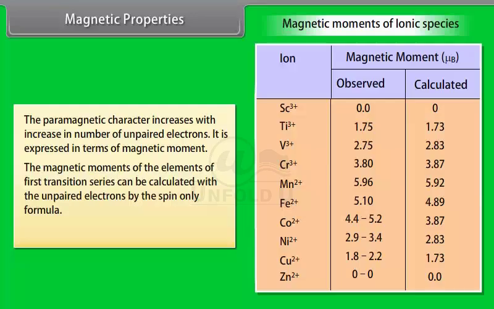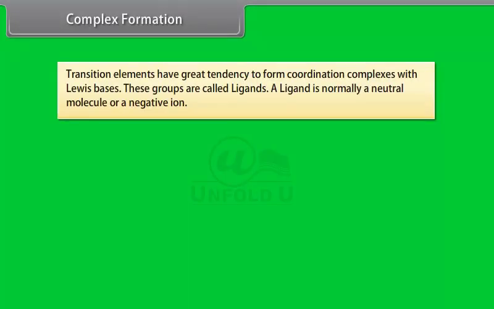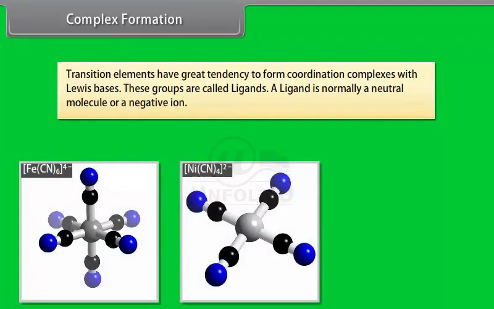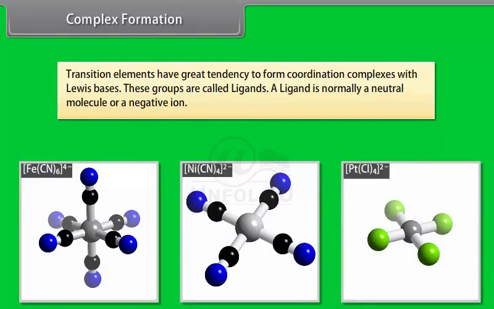The magnetic moments of the elements of first transition series can be calculated with the unpaired electrons by the spin-only formula. Complex formation. Transition elements have great tendency to form coordination complexes with Lewis bases. These groups are called ligands. A ligand is normally a neutral molecule or a negative ion. For example, [Fe(CN)6]⁻, [Ni(CN)4]⁻, and [PtCl4]⁻.